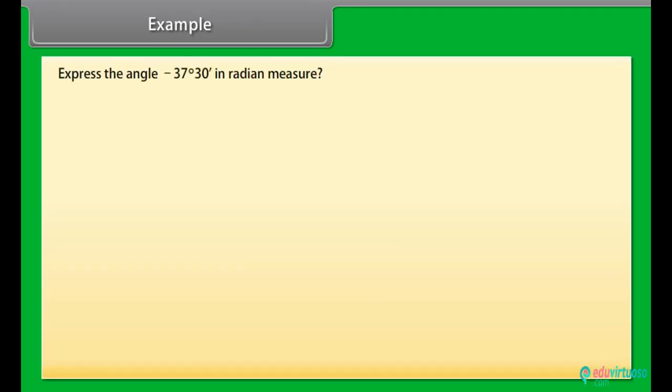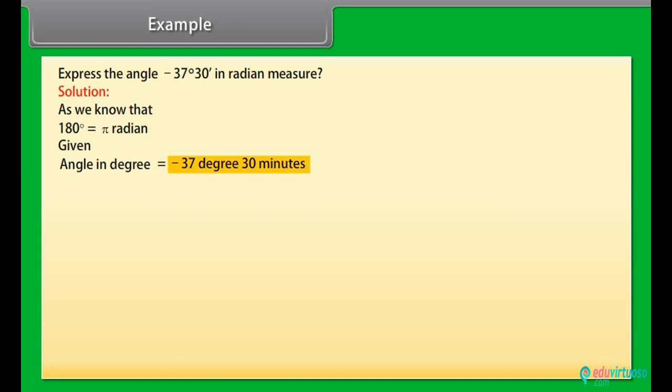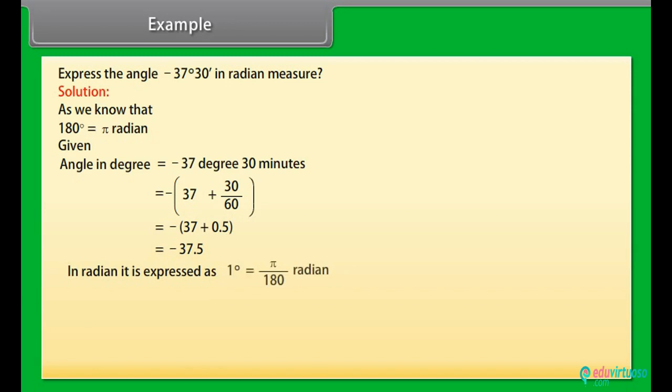Example. Express the angle minus 37 degrees 30 minutes in radian measure. Solution. As we know that 180 degrees is equal to pi radian. Given angle in degrees is minus 37 degrees 30 minutes, equal to minus of 37 plus 30 by 60, equal to minus of 37 plus 0.5, equal to minus 37.5. In radian, it is expressed as 1 degree is equal to pi by 180 radian. Minus 37.5 degrees is equal to minus pi by 180 into 37.5 radian, equal to minus 5 pi by 24 radian.